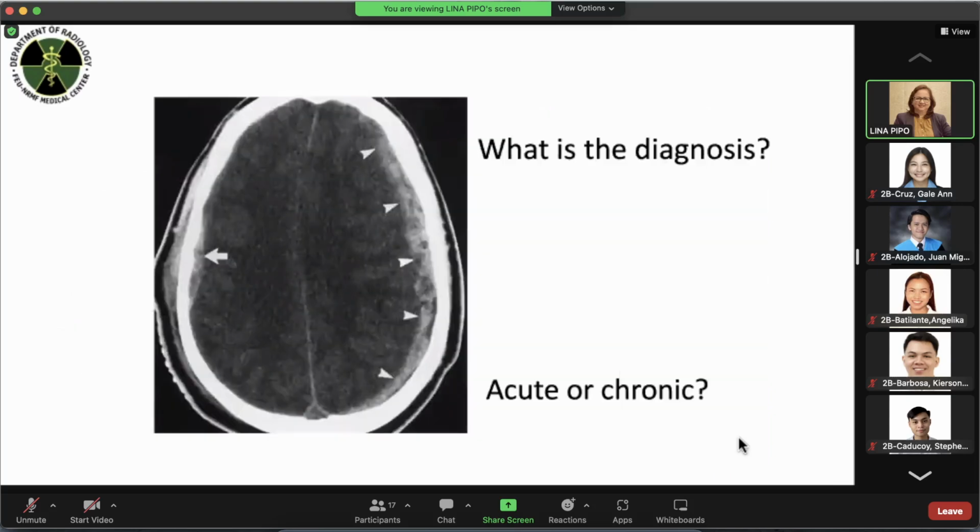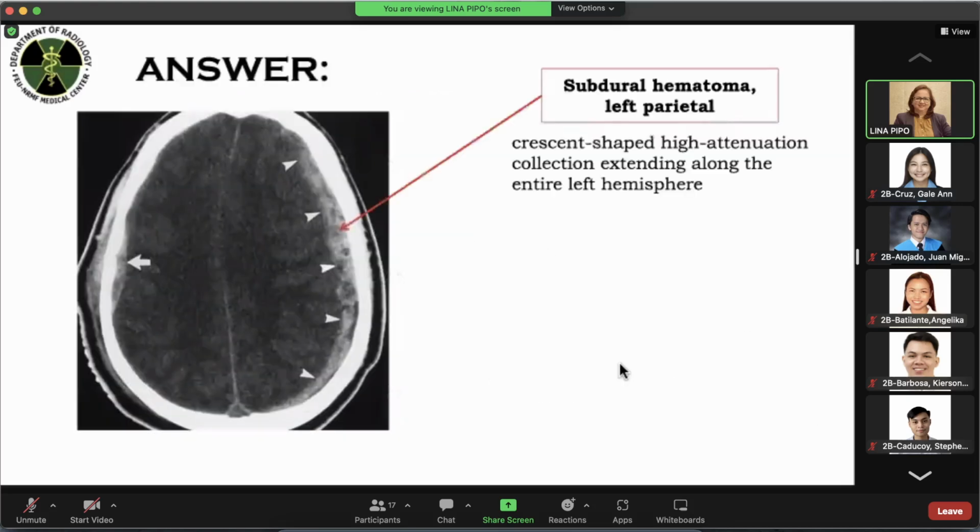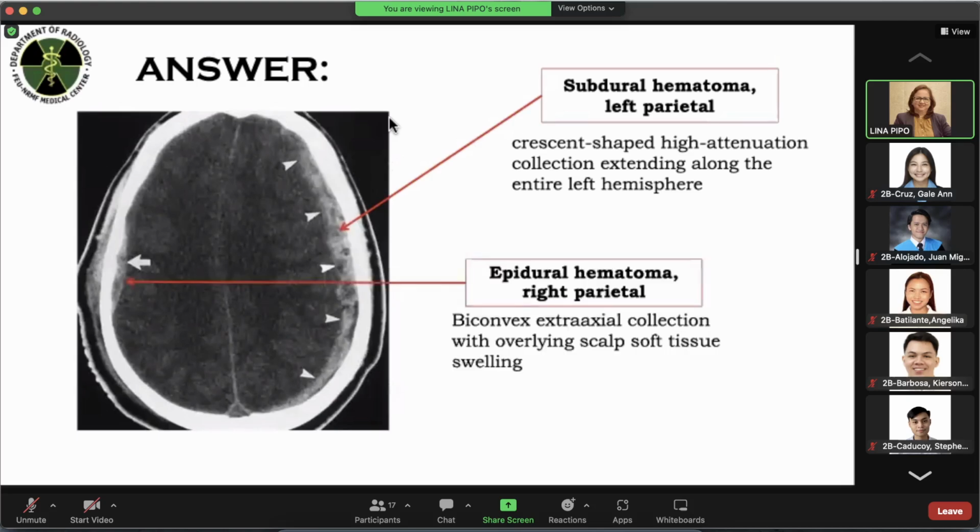So this one, let's practice. What is the diagnosis? Is it acute or chronic? First, there's a subdural hematoma in the left parietal. Subdural because it is crescent shape, with high attenuation, extending along the entire left hemisphere. So this is your acute subdural hematoma. And then we also have the epidural hematoma. It is lenticular or biconvex in shape, an extraaxial collection with overlying scalp soft tissue swelling, and it has high attenuation. So this is also acute. Both are acute.